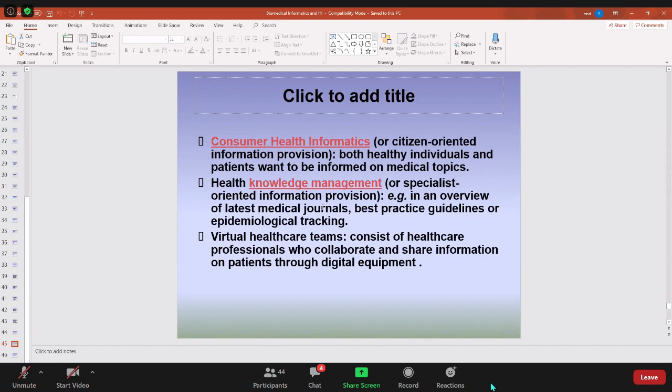This component is now incorporated into certain apps. For example, while a doctor or a surgeon is doing their procedures, how would they go to the computer and search for journals? There should be a particular platform that integrates all these best practice guidelines at their fingertips, through a pad or a handphone. With all this information, there are also virtual healthcare teams that consist of healthcare professionals who collaborate and share information on patients through the digital system.